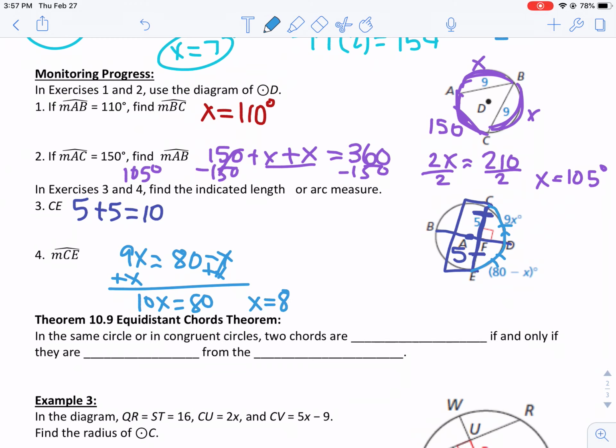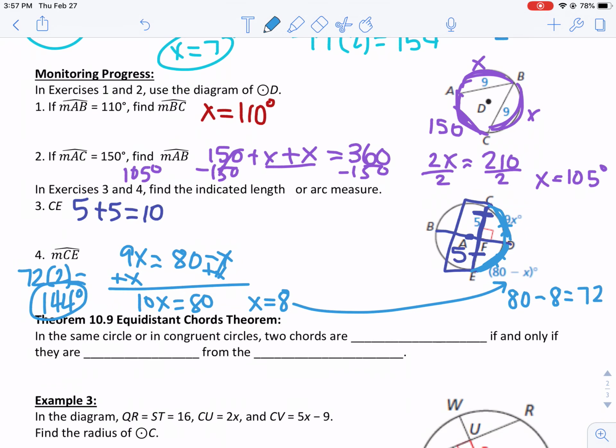But I haven't solved the problem yet. I want the entire arc measurement. So what I can do is take that x and plug it into either side. I'm going to plug it in over here, so 80 minus 8 is 72. That means this half is 72, and this half is 72. So to get the whole thing, I'm going to take 72 times 2, which is 144 degrees. And make sure you pause as you're watching this if you need more time than what I'm giving you.